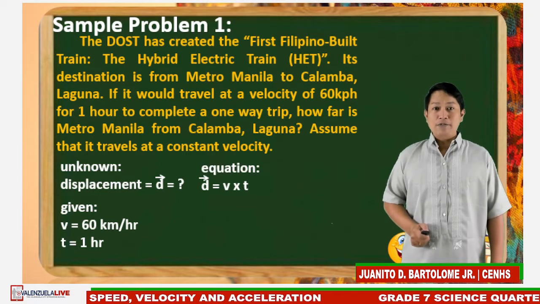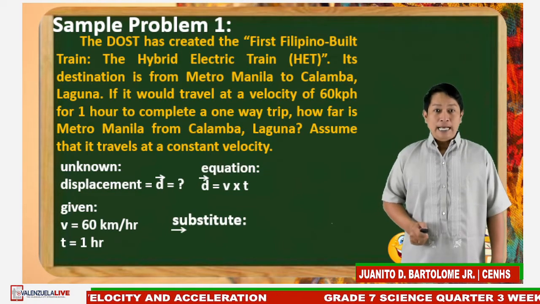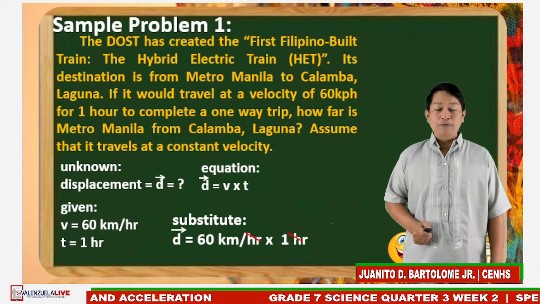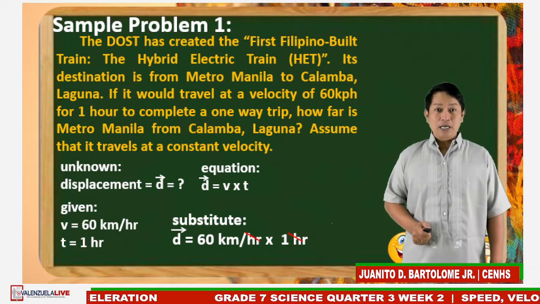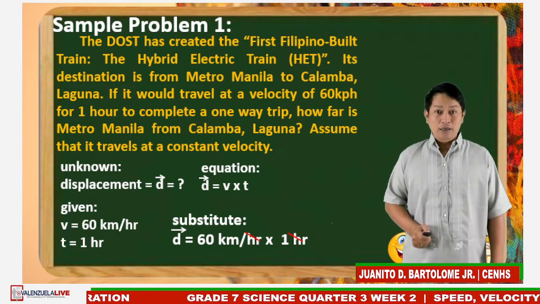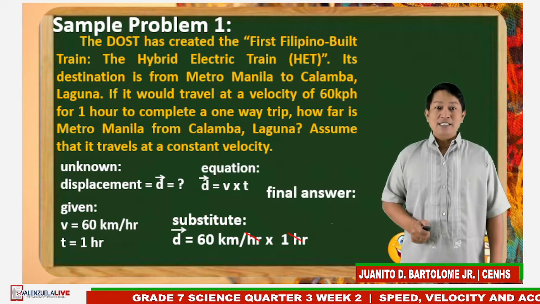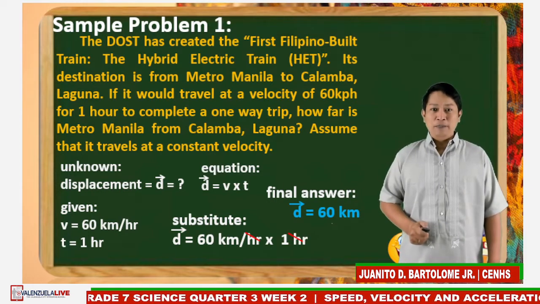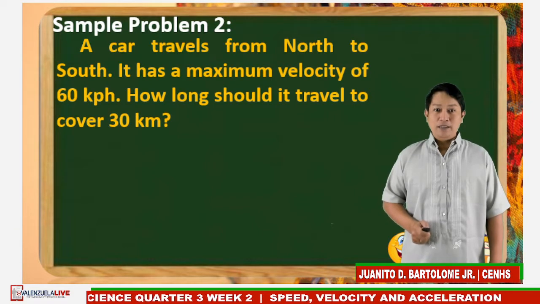Fourth, we will substitute the given quantities in the equation. Remember, cancel the unit for time, which is hour, to come up with the correct unit for displacement. Displacement is equal to 60 kilometers per hour times 1 hour. And so the answer is 60 kilometers.